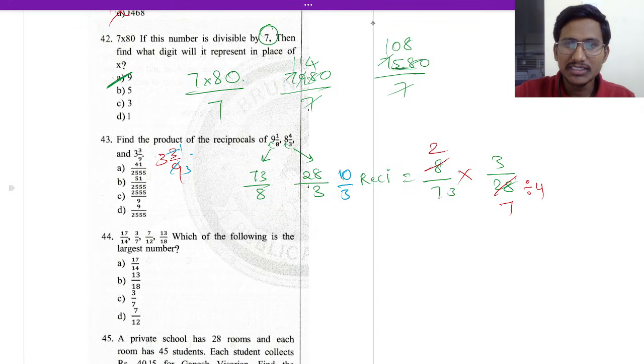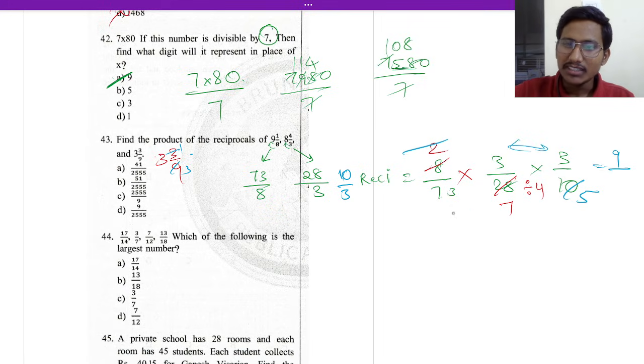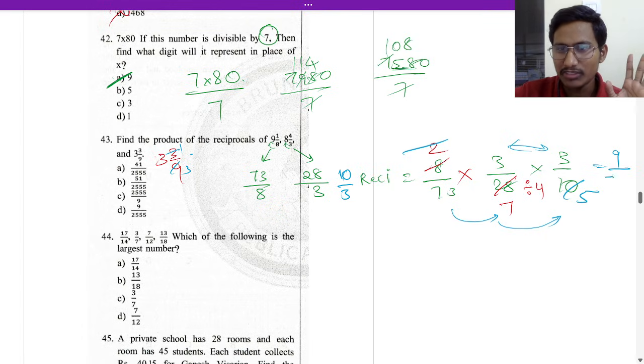Okay, so 10 by 3 means the reciprocal will be 3 by 10. Here one more we can do the cancellation, that is 2 ones are 2, 2 fives are 10. So what is remaining? Numerator, we have to multiply, 3 threes are 9. So 9 divided by 7 into 7 into 5. So in which option is 9 in the numerator? Check. You don't need to multiply also.